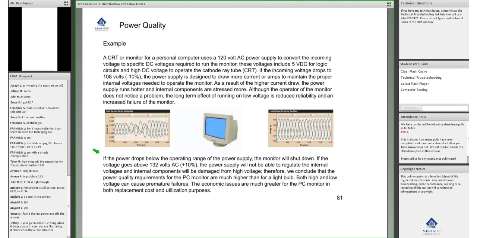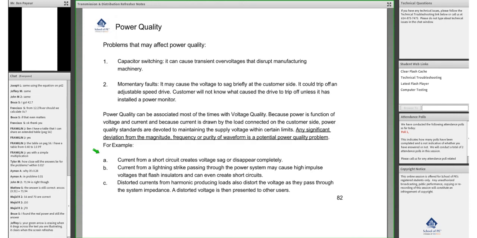Again, driving home the point that the term power quality is a catch-all term that doesn't necessarily mean just one set of things in all contexts.